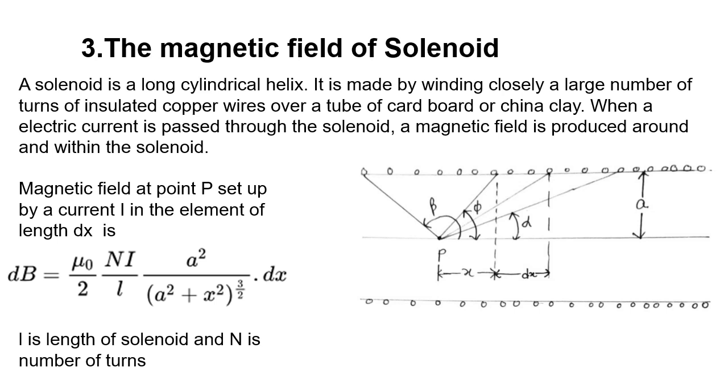A solenoid is a long cylindrical helix. It is made by winding closely a large number of turns of insulated copper wire over a tube of cardboard or china clay. When an electric current is passed through the solenoid, a magnetic field is produced around and within the solenoid. Now, if we want to find the magnetic field at point P set up by a current I in the element of length dx, dB equals μ₀/2 (NI/L) a²/(a² + x²)^(3/2) dx. L is the length of the solenoid and N is the number of turns.